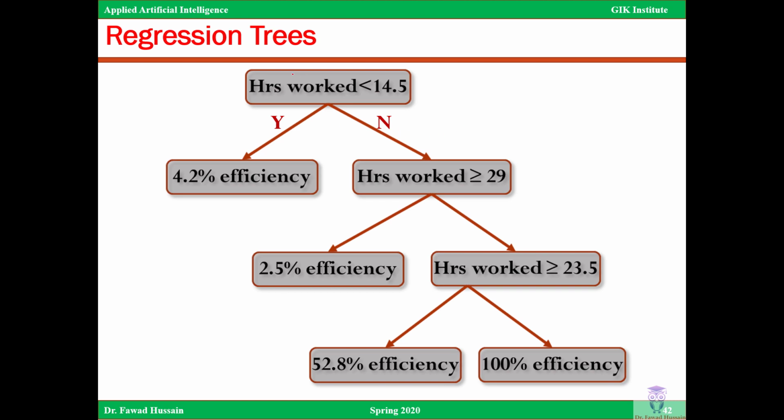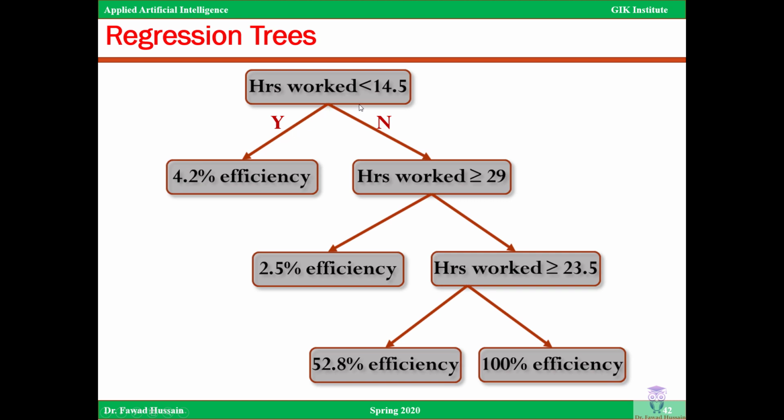So what this is saying is that the hours worked, or the x-axis, was the attribute that we chose, and we take it as a node, and then we split on this node. If the hours worked is less than 14.5, so this is a question, hours worked less than 14.5, yes or no. If it's a yes, you're going to achieve a 4.2% accuracy, or efficiency, sorry.